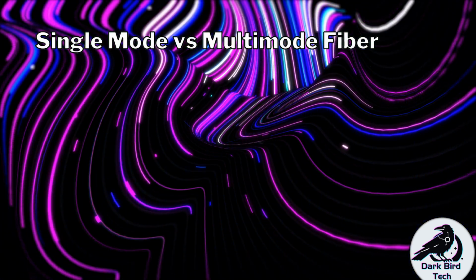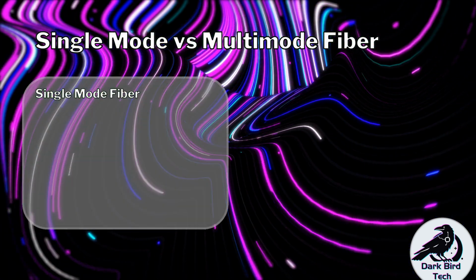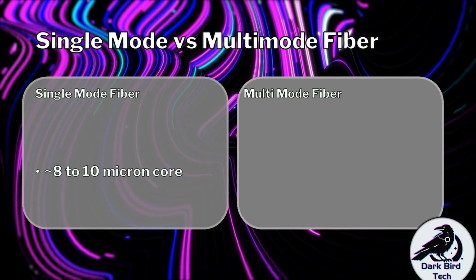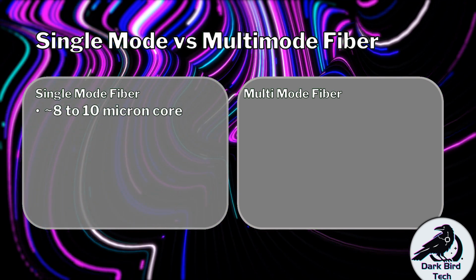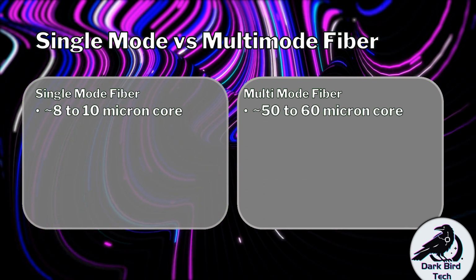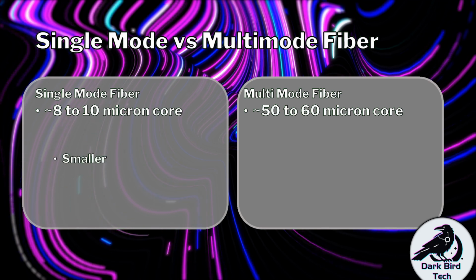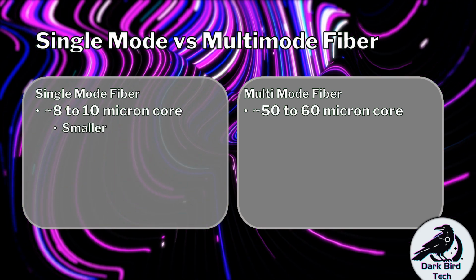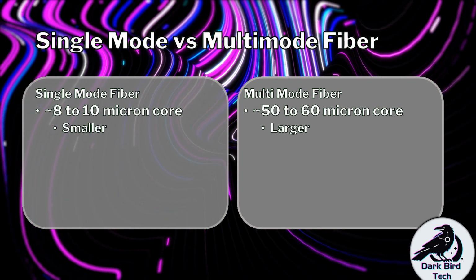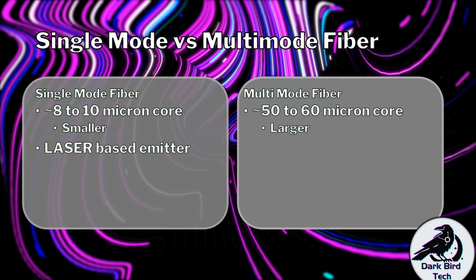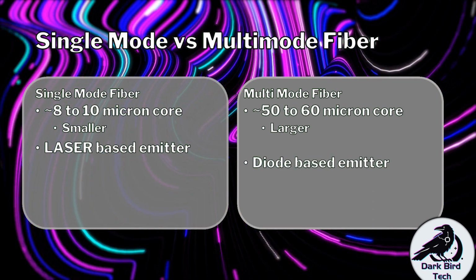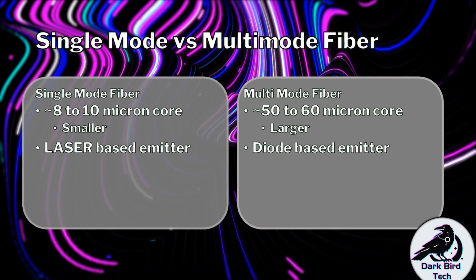Now, fiber optic cables come in two main varieties: single mode fiber and multi-mode fiber. Single mode fiber has an optical core of around 8 to 10 microns, whereas multi-mode fiber has a 50 to 60 micron core. Basically, the core is smaller for single mode and larger for multi-mode. Single mode fibers also use a laser-based emitter, whereas multi-mode fibers use a diode-based emitter.